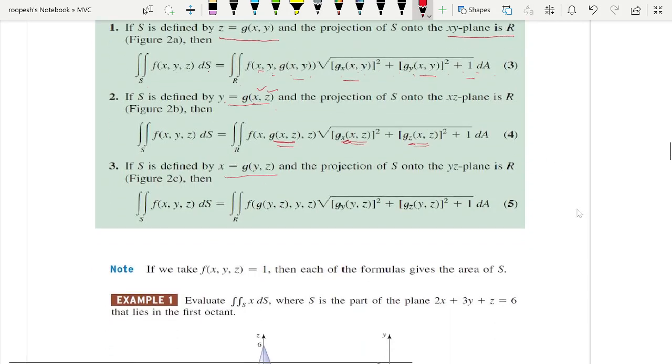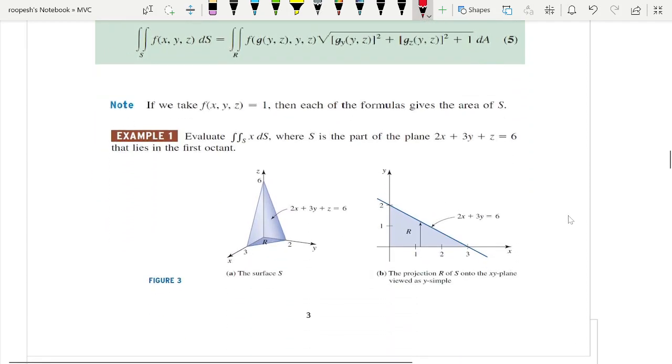Now, if we take f(x, y, z) equal to 1, then the formula gives the area of that surface. Now here is one example. Evaluate the double integral over S of x dS, where S is the part of the plane 2x plus 3y plus z equal to 6 that lies in the first octant. So we want to evaluate this over a part of the plane. This is the picture.